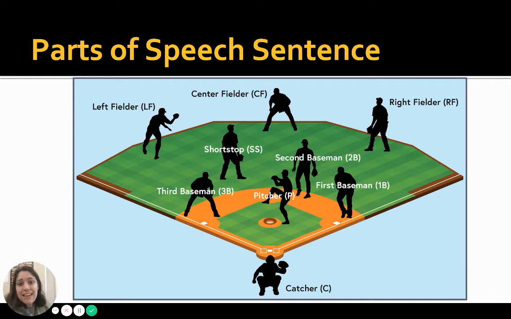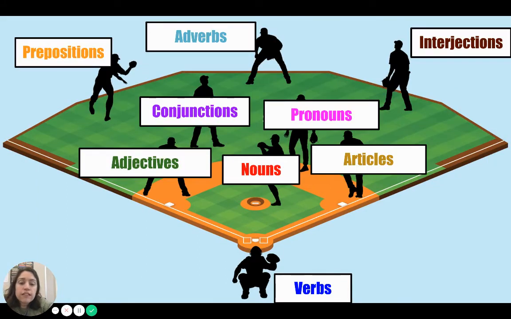You'll notice that I have baseball on the screen. That's because parts of speech are like positions in a sentence. Every word has a role that it fills on the team. And so it's just like baseball, you know? Instead of having catcher and pitcher and things like that, you have nouns and verbs and adjectives, things like that. And some parts of speech get more play than others. For example, nouns and verbs are practically in every single sentence.